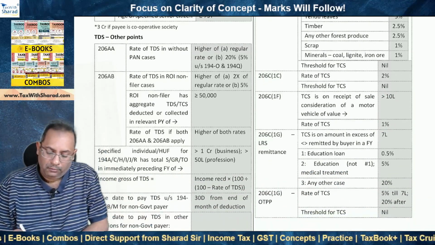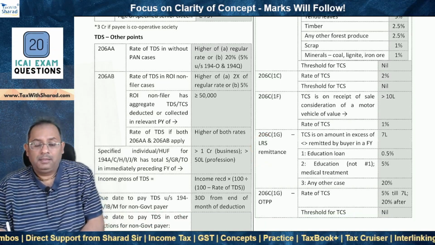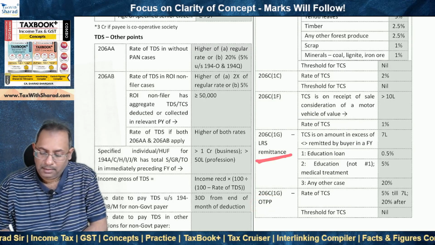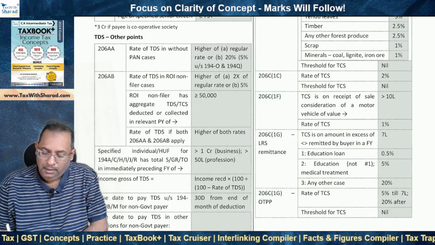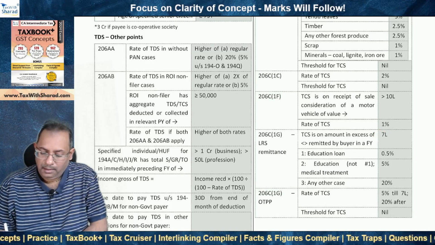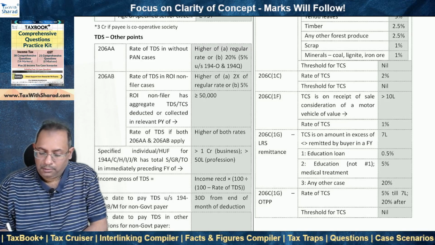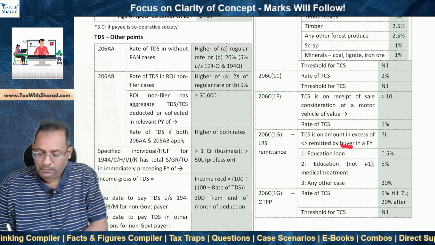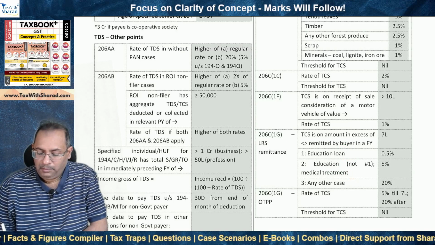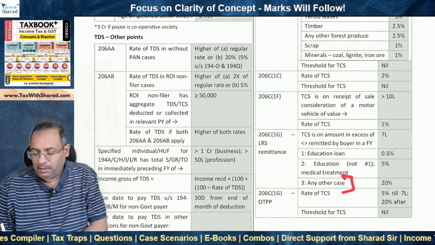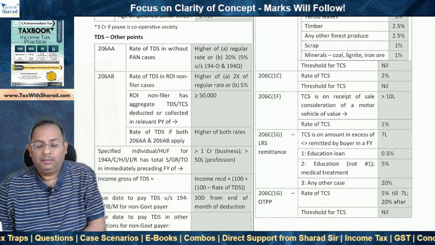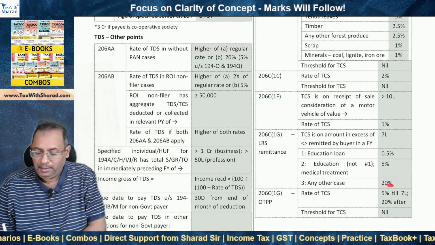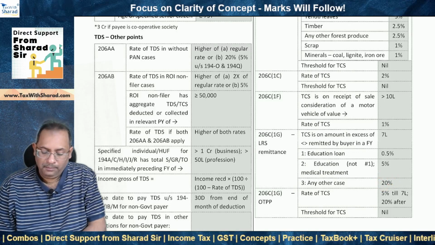206C(1G) is on account of LRS remittance, that is the Liberalized Remittance Scheme of the RBI, and also in respect of overseas tour program package. In case of LRS remittance, TCS is on the amount in excess of 7 lakh remitted by a buyer in a financial year. And the rate in case of educational loan remittance is 0.5%. In case of remittance for education not being education loan, or in respect of medical treatment, it is 5%, and in any other case it is 20% from 1st October 2023. Till 30th of September 2023 it was 5%. So 5% till this date and 20% on and from 1st October 2023.